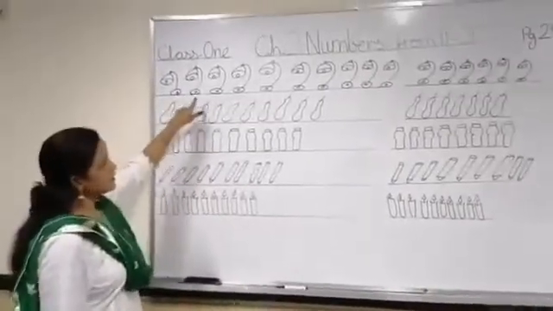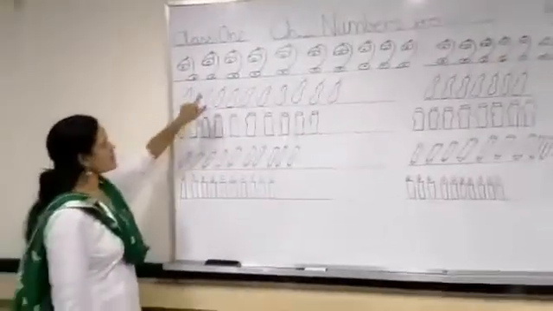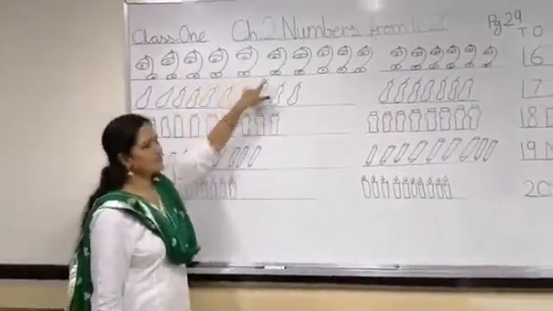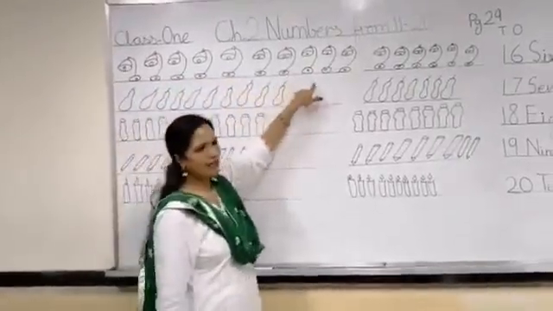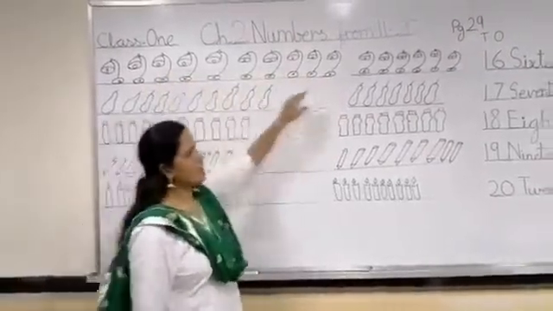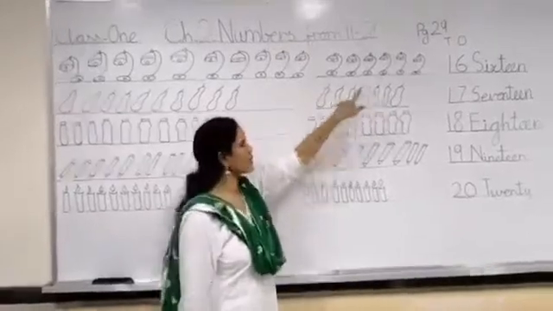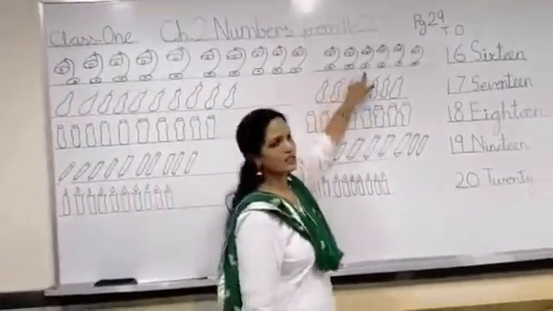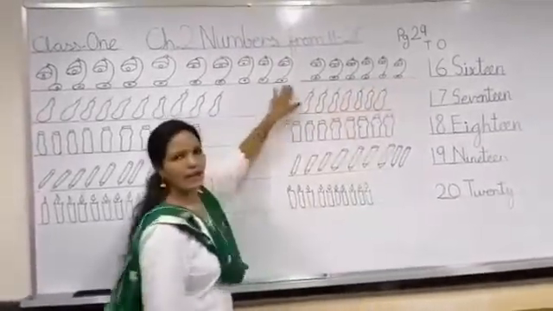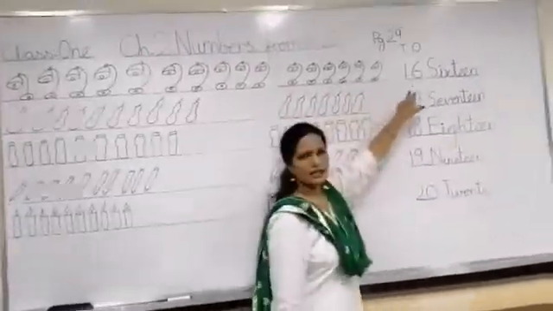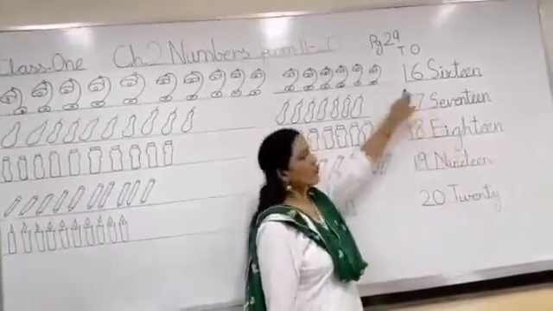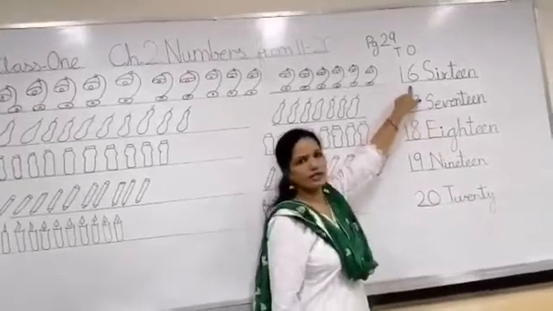Next, there are lamps. Let's count the lamps. 1, 2, 3, 4, 5, 6, 7, 8, 9 and 10. This is the group of 10 lamps. And if we add 6 more lamps, 1, 2, 3, 4, 5, 6. So 10 and 6 make 16. And how many ones and tens are here? 1 ten and 6 ones.